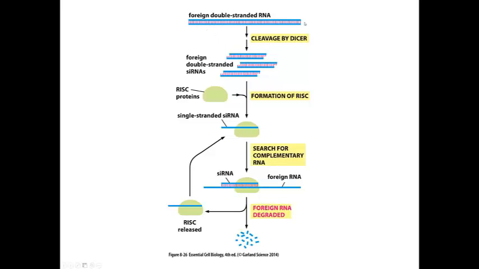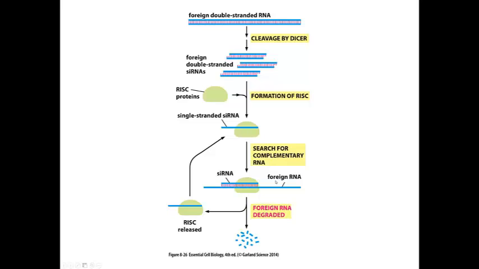Double-stranded RNA is recognized by an enzyme called Dicer. And Dicer cleaves it into about 20 base pair long fragments. These fragments are recognized by proteins called RISC, and they form a complex where there's a single-stranded RNA called small inhibitory RNA. And that RISC complex will find RNA in the cell.